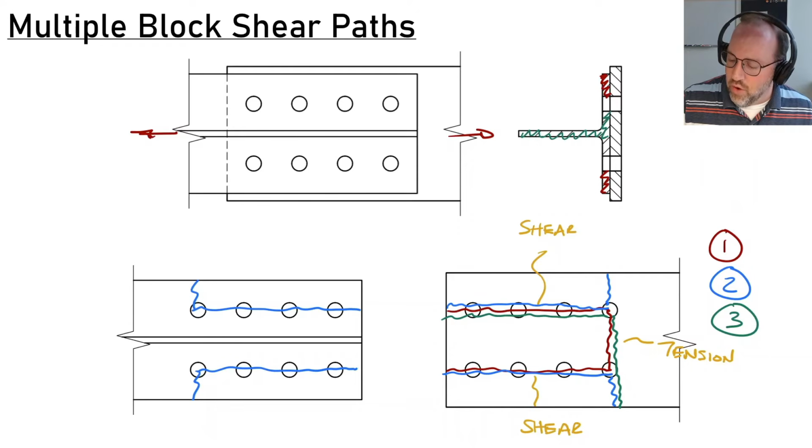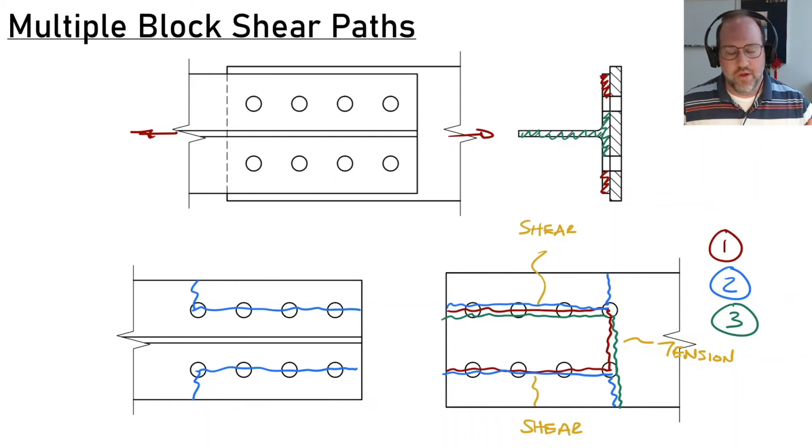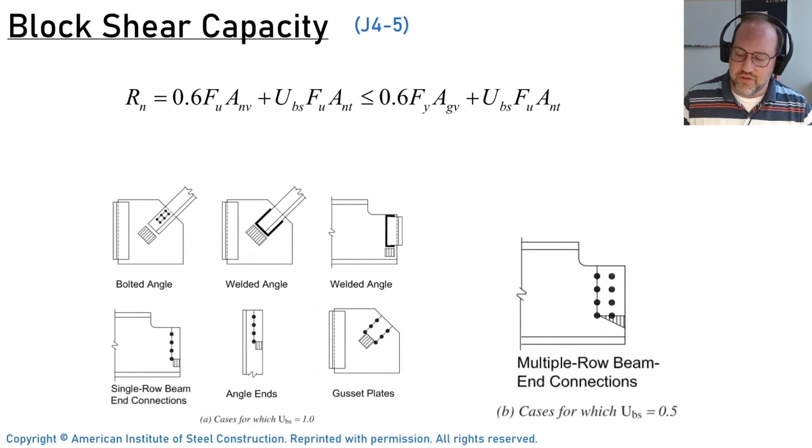And so that almost always happens if you have a stem, a web, a stiffener, or something like that. That's a good way of trying to prevent these kind of block shear failures, is to add a lot of tension area where you don't want that block shear to happen. Now that we have some block shear paths, let's look at the capacity using the specifications.